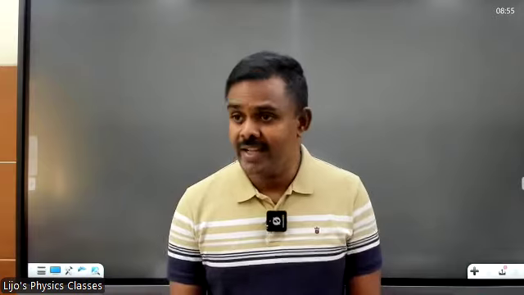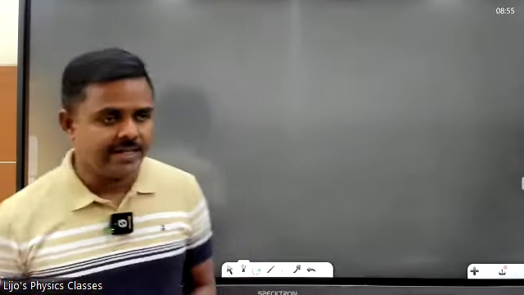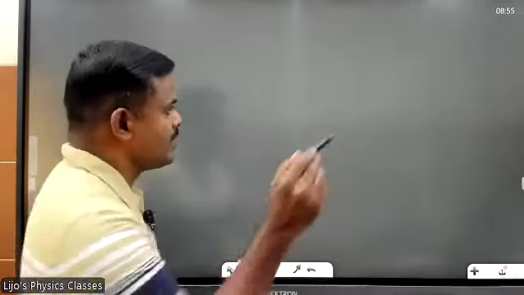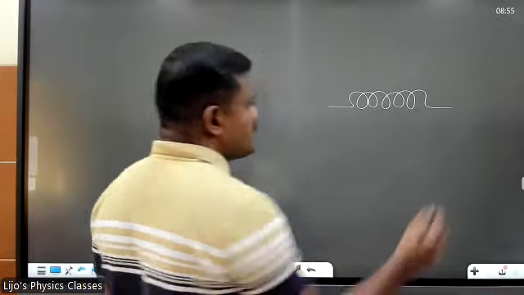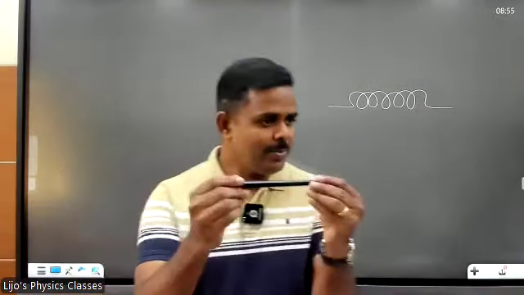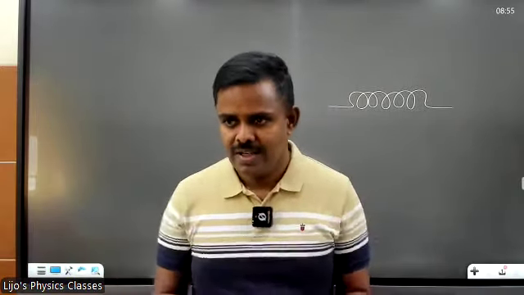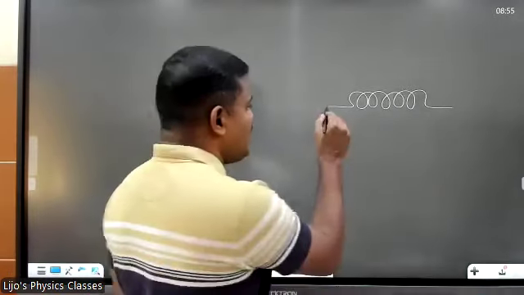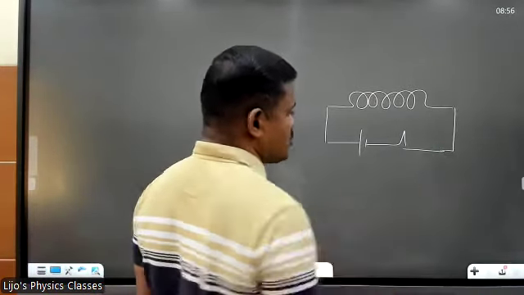We were on self-inductance and mutual inductance, right? Self-inductance. Okay, I'll tell you what it is. It's a very simple concept. We have a coil. This coil is also called a solenoid. It can be a coil or a solenoid. You have a pipe over which a wire is wound, and you connect it to a cell and a switch like this.